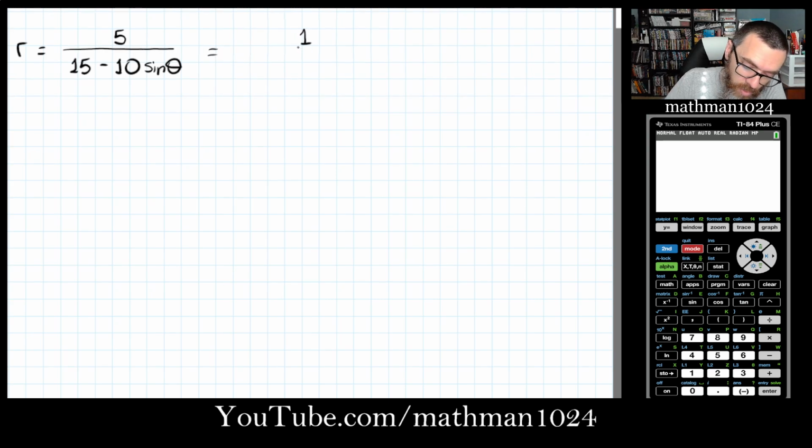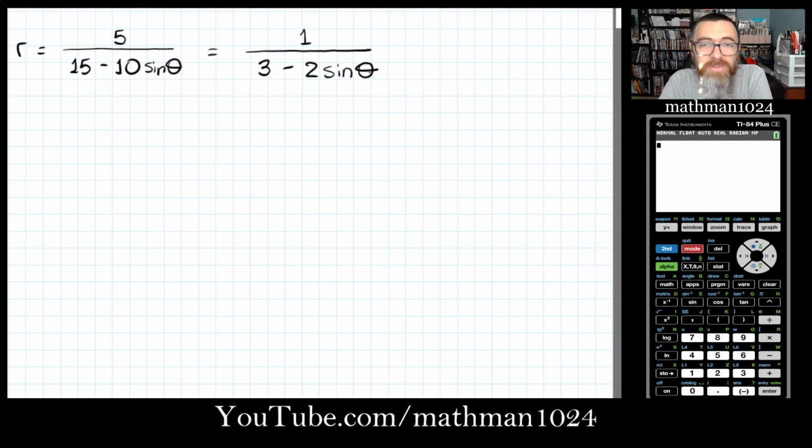So that becomes 1 over 3 minus 2 times the sine of theta. Okay, but we still want to have this to be just a 1. That way it fits into the correct form. So we'll get to that in just a moment. Because we have the sine right there, we know that the directrix will be parallel to the polar axis. But I don't really know much of anything else yet until we find e.